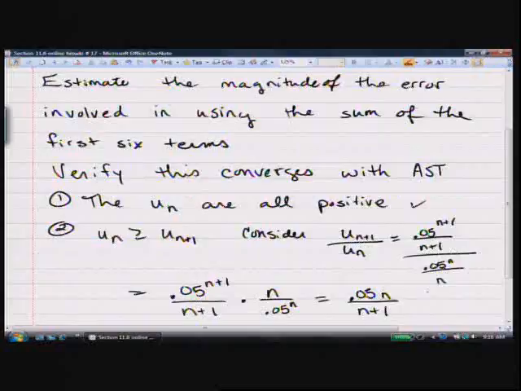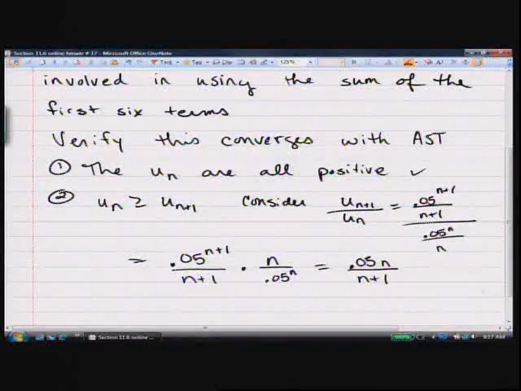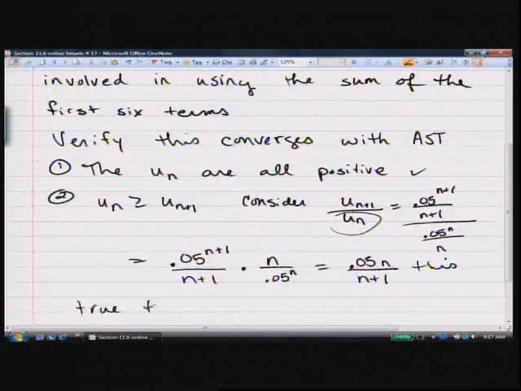And so this reduces, and as n goes to infinity, this is definitely less than 1. Do y'all agree with that? Because it's 5/100ths. And so it must be true that the denominator was larger than the numerator, in order for this to go to a number less than 1. Otherwise, if the numerator were larger, then this would go to a number greater than 1. So it is true that u sub n is greater than or equal to u sub n plus 1.